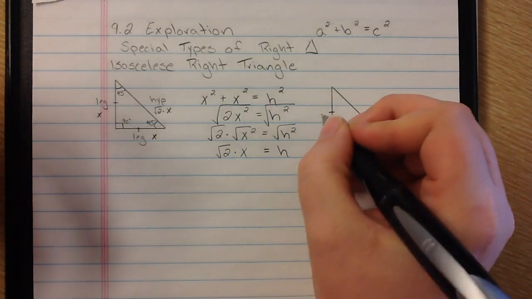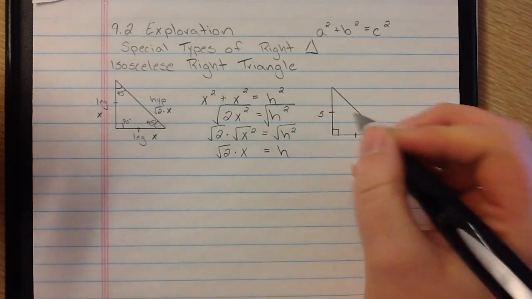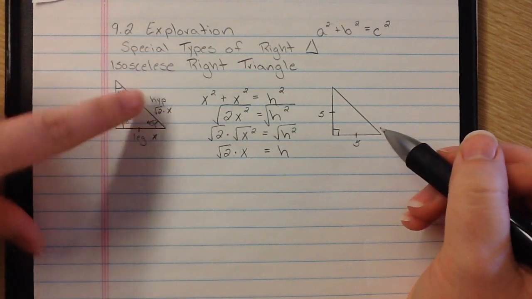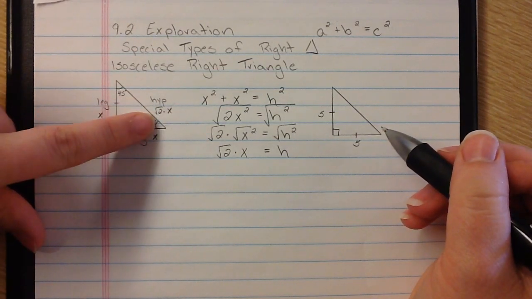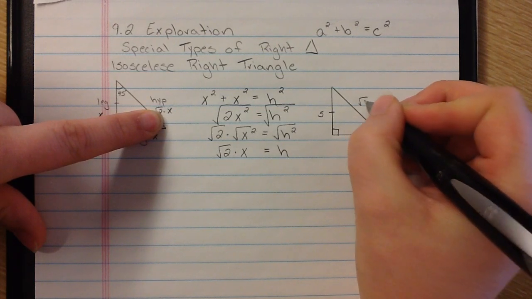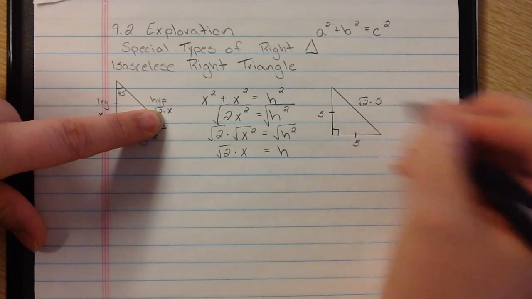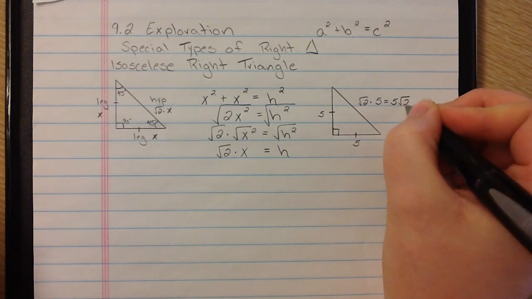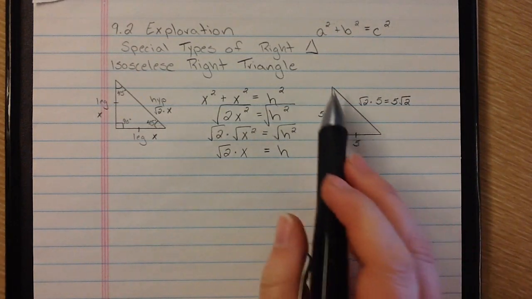Like if I know this leg is 5. Well, since it's isosceles, I know this leg is 5. And I know that the hypotenuse is going to be equal to the square root of 2 times that 5. So this hypotenuse is going to be equal to the square root of 2 times the 5, which we tend to write as 5 square root 2. So I know the length of that hypotenuse.